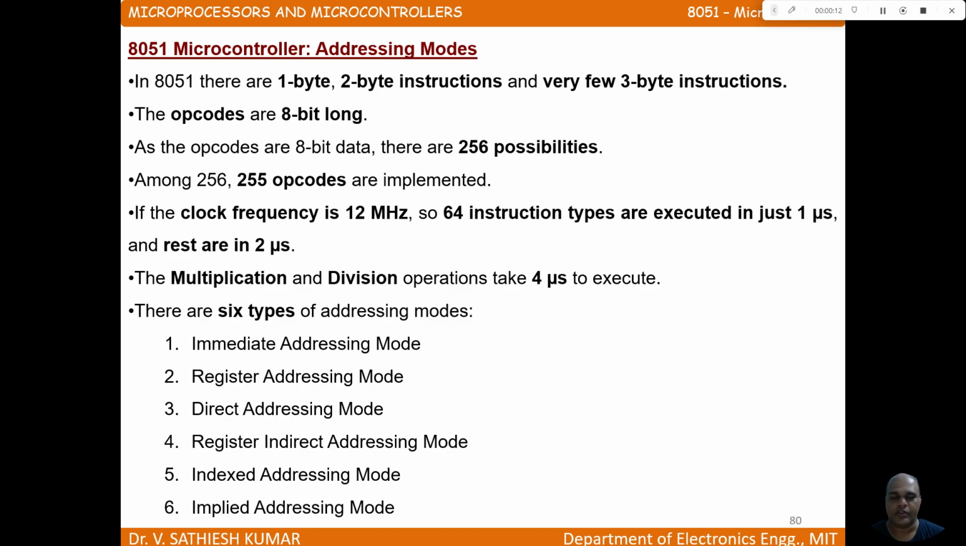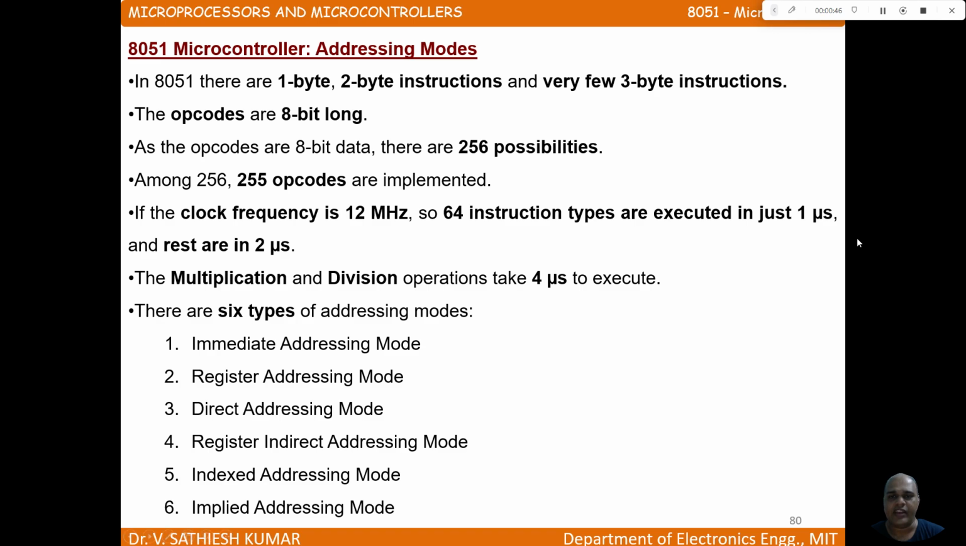Addressing modes are nothing but how the CPU is going to access the data during the execution of an instruction. How it goes to access those data, or the format of accessing the data during the instruction execution process, is termed as an addressing mode. Or in other words, it is the methodology in which the CPU accesses the data during the execution of an instruction.